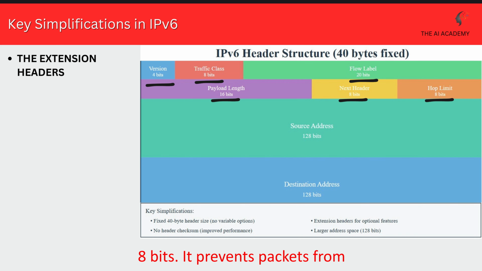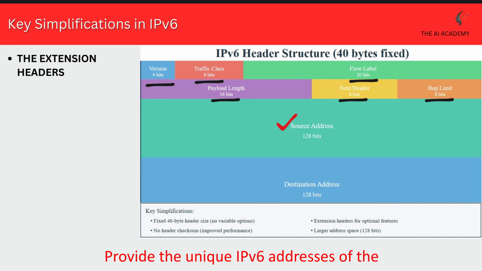Hop limit, 8 bits. It prevents packets from endlessly circulating in the network. Decremented by 1 at each hop, if it reaches 0, the packet is discarded. Source and destination addresses, 128 bits each. Provide the unique IPv6 addresses of the sender and receiver. Enable IPv6's vastly expanded address space, accommodating trillions of devices.